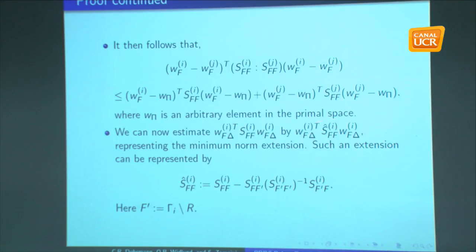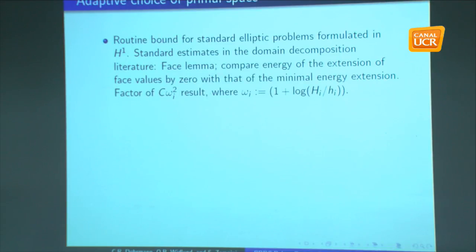So it turns out that this is a Schur complement of a Schur complement. And here's the formula for this. And where F prime now is the complementary set of the interface Omega I. Sorry, this should be F, not R. Okay, so routine bounds can now be applied, so-called face lemmas. And we end up with a condition number bound, which looks like this. Constant times log squared.